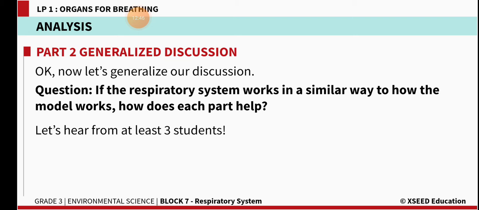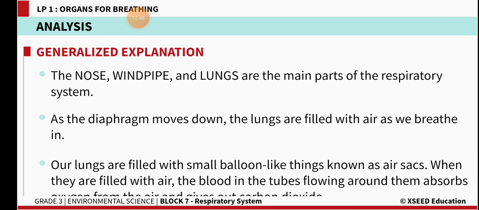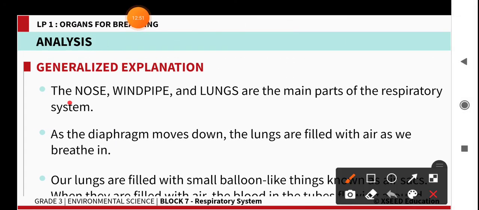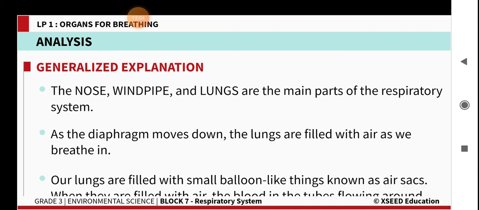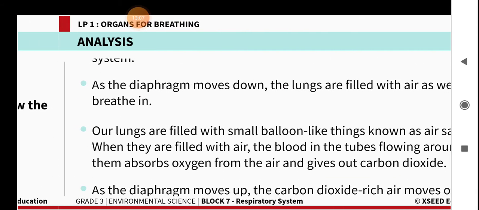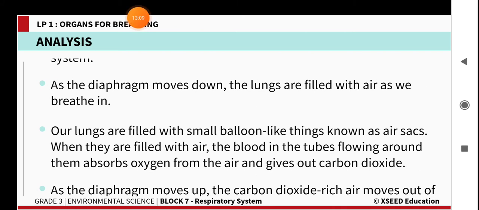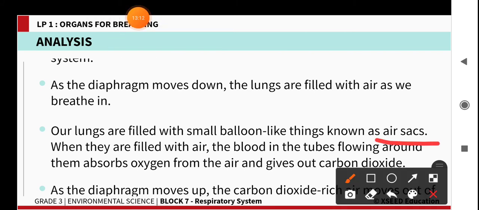How does each part help? Just now we discussed all this. Each part is helping. The nose, the windpipe and the lungs are the main parts of the respiratory system. The diaphragm moves down and the lungs are filled with air as we breathe in. Our lungs are filled with small balloon-like things called air sacs. When these air sacs are filled with air, the blood in the tubes flowing around them absorbs the oxygen, and the air gives out carbon dioxide.